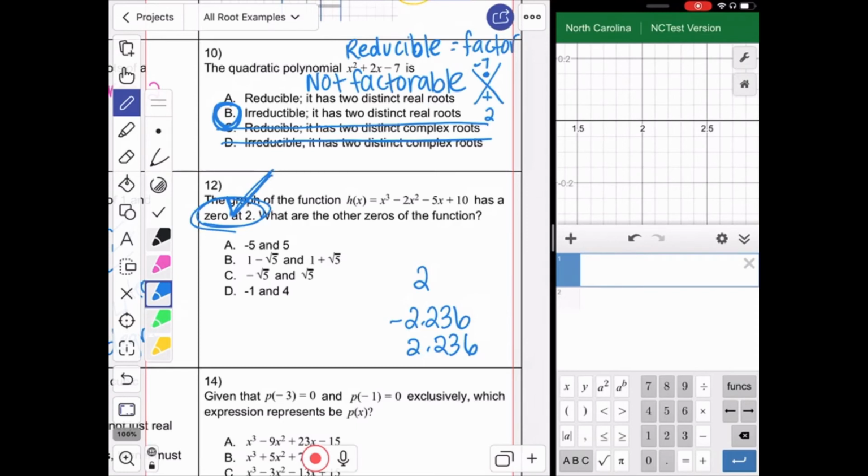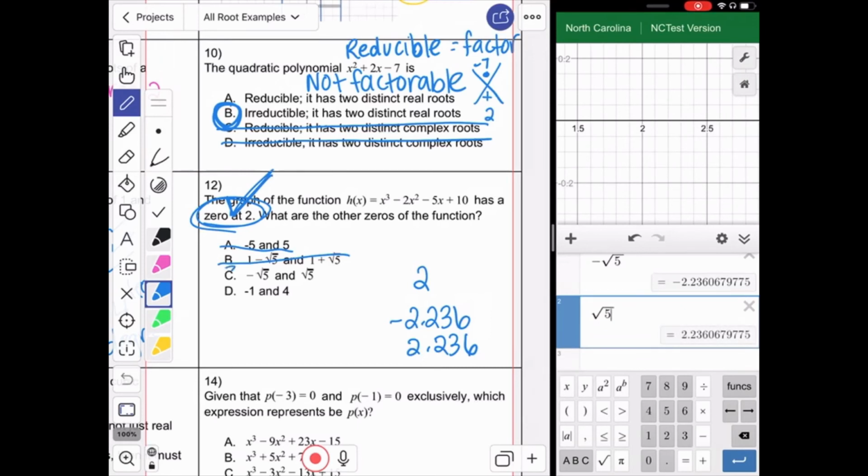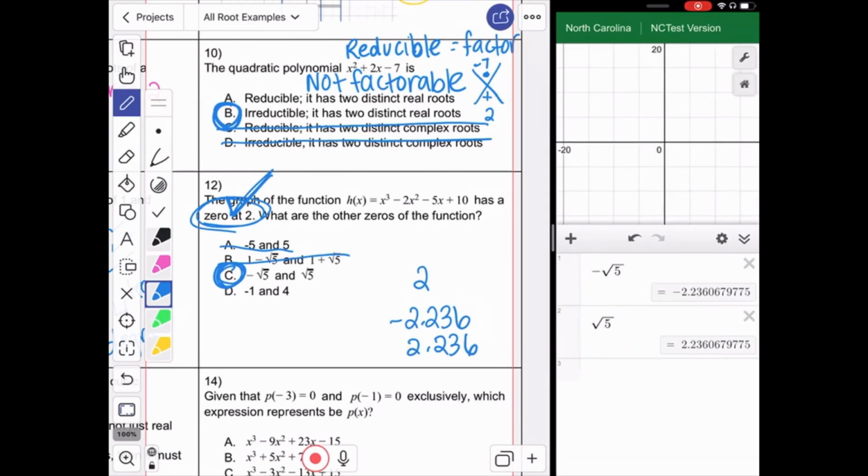Or I could just check my answer choices. Obviously, I don't have -5 and 5. I have 1 minus the square root of 5. 1 minus the square root of 5 does not give me the value that I'm looking for. So then we have negative square root of 5. That does give me one of my answers. So I have the square root of 5 positive. So that one's going to be our correct answer for our 2 pieces left over. Okay.